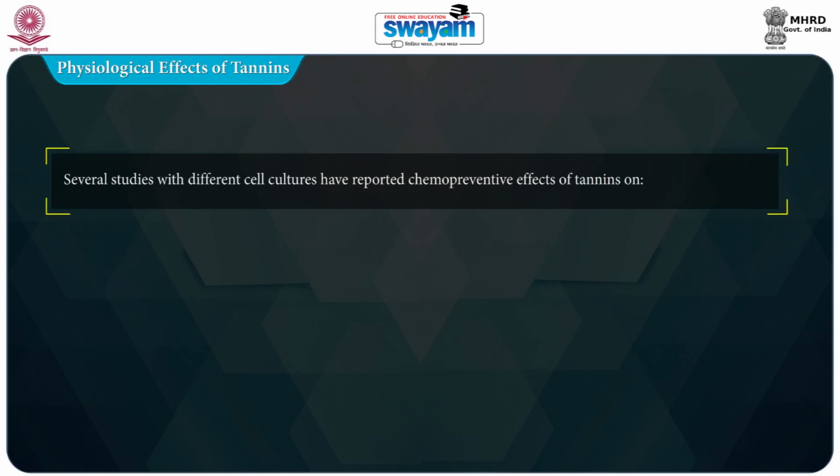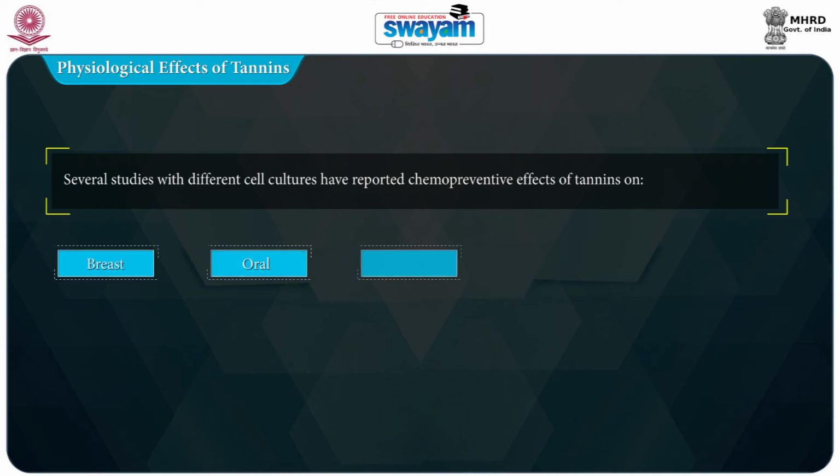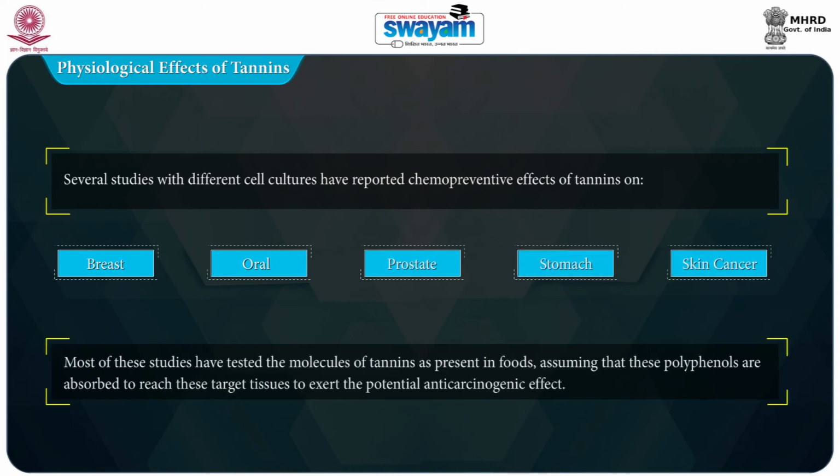Several studies with different cell cultures have reported chemopreventive effects of tannins on breast, oral, prostate, stomach, and skin cancer. Most of the studies have tested the molecules of tannins as present in the food, assuming that these polyphenols are absorbed to reach their targeted tissue to exert the potential anti-carcinogenic effect.